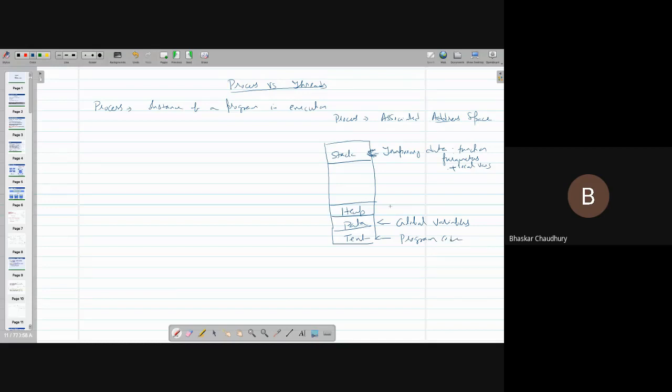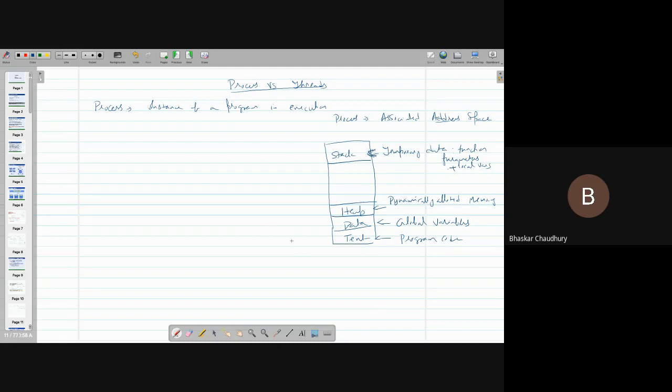Now, what is this heap, and how is it different from the stack? It stores dynamically allotted memory. Very good. Let me summarize: you have stack and heap. The heap is dynamically allotted memory. Stack is basically for temporary data.